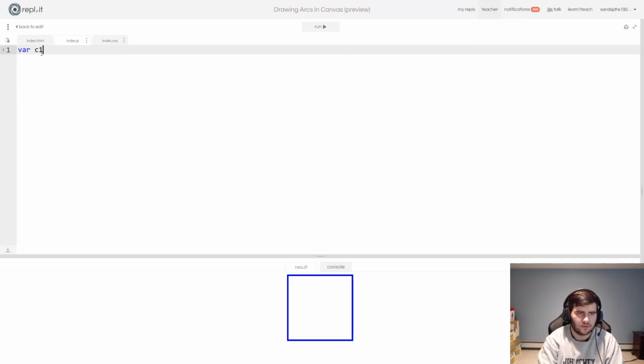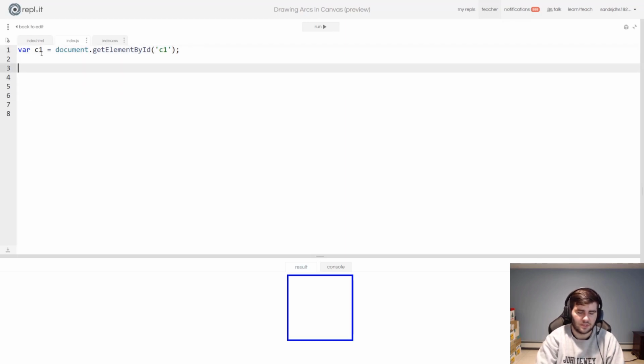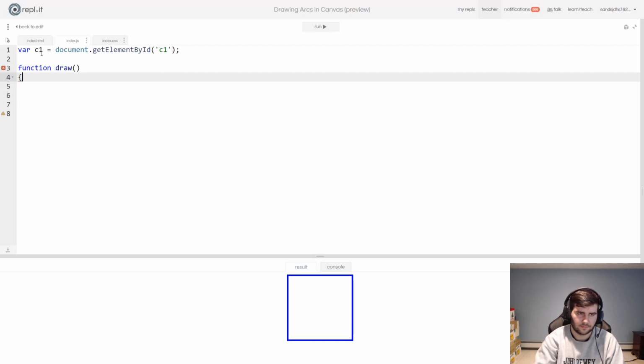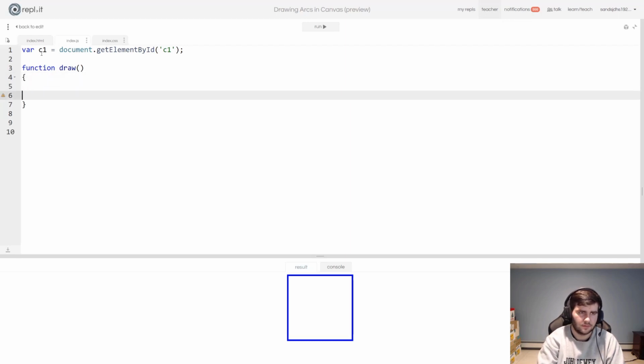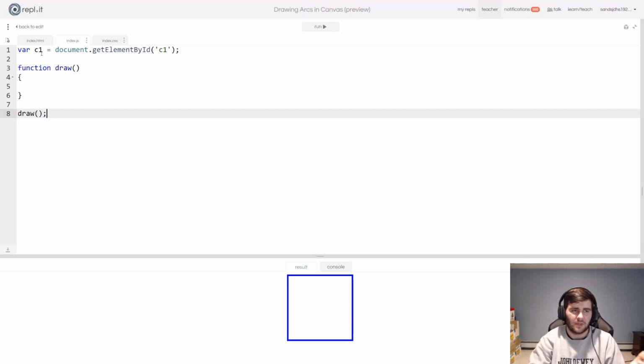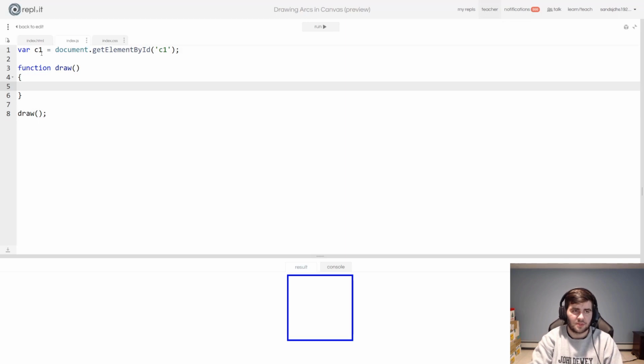So I'm going to say var c1 is equal to document.getElementById c1 so that I can have my canvas element here in the JavaScript. Then I'm going to create a function. I'm just going to call it draw. Oops, let me spell it correctly, and then call the draw function. This makes it so that we can use it whenever we run our website.